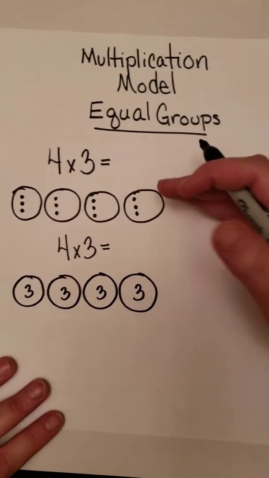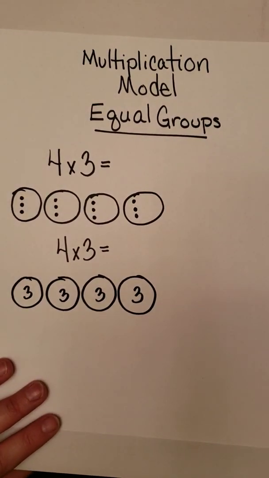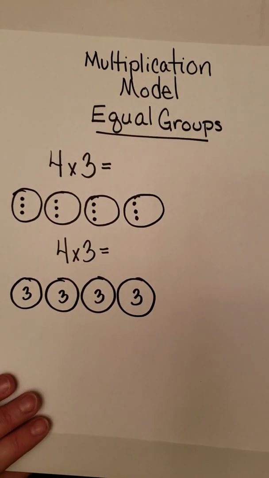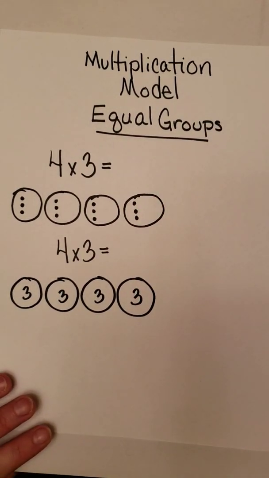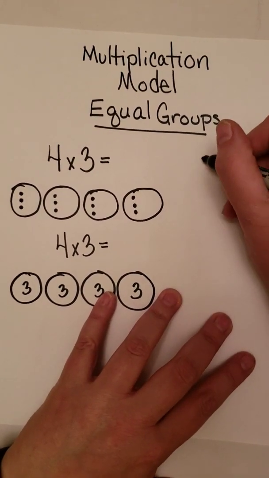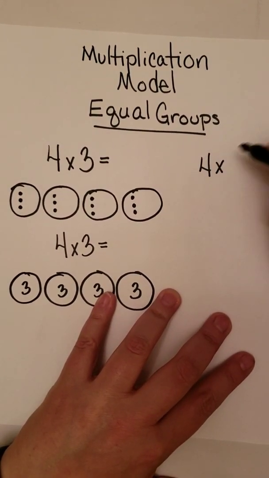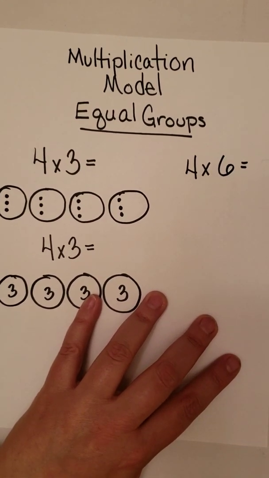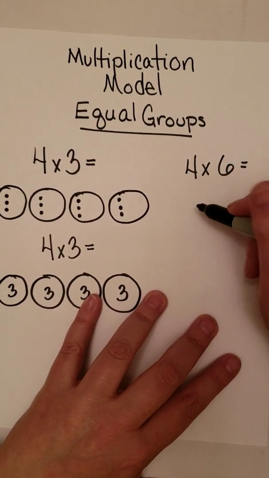And that's how I make a model to show you what's happening when I do 4 groups of each of these numbers, 3. Now sometimes I might have a larger number to represent, like 4 times 6. This is when being organized and neat is going to become super important.